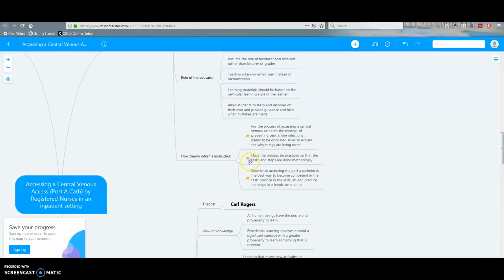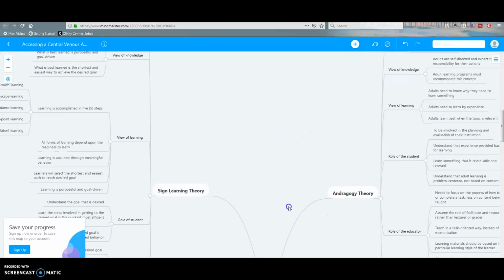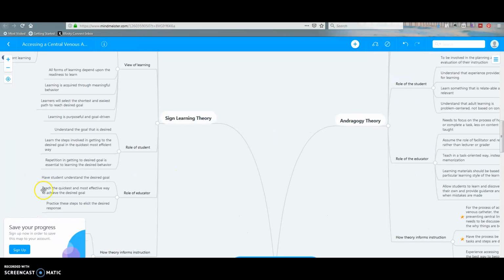Having processes to be practiced, so again, encouraging self-discovery and self-awareness and self-practice, right? So you've got a little bit of work here to do in the theory that you're going to choose. Again, that's entirely up to you. If you have any questions, please feel free to email me.